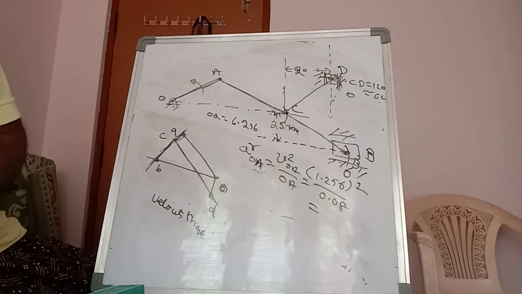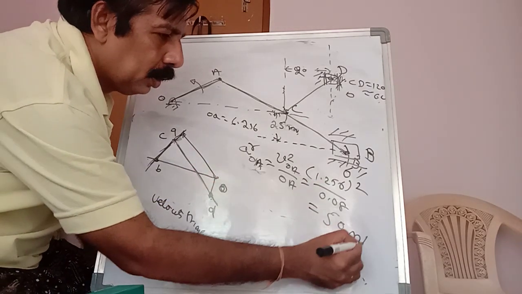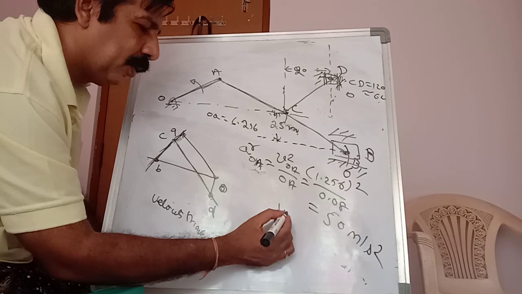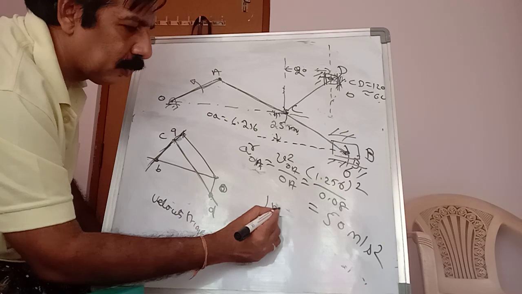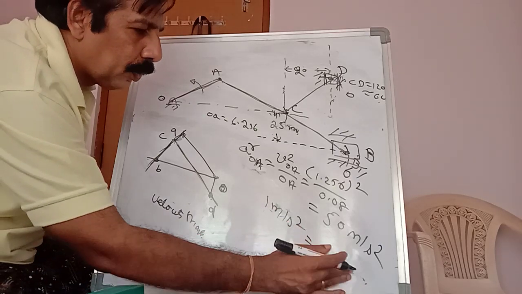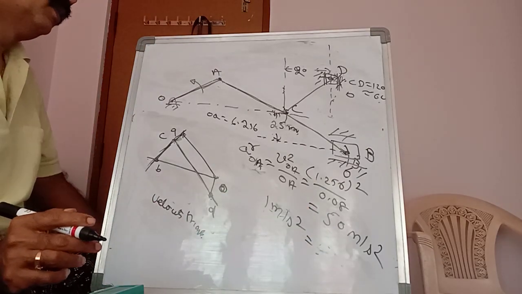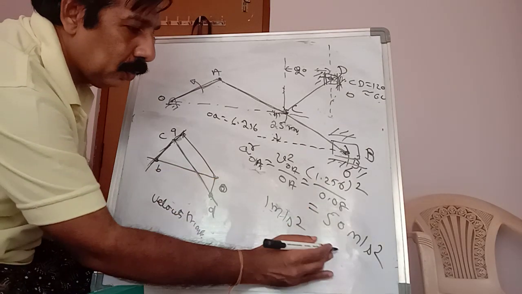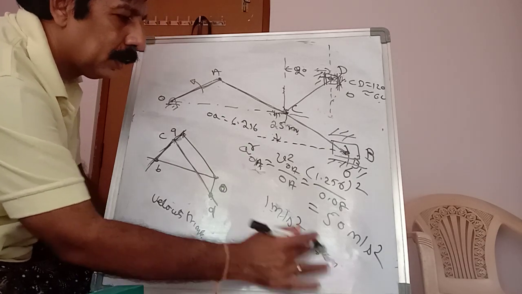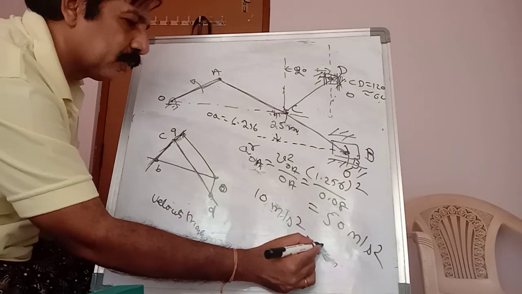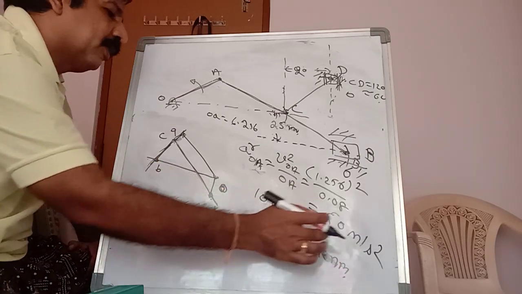So generally its value is around 50. Assume that it is not a correct value, 50 meters per second square. Again, you can take a scale. Here it is getting a higher value. So 10 meters per second square is equal to 1 mm. That means 50 meters per second square means 5 mm.